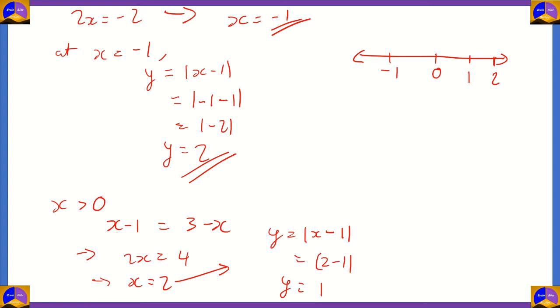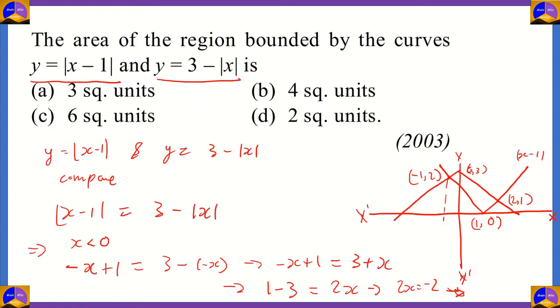This is in accordance with the graph given here, because over here we're taking the vertex as our interval. So over here the x value is minus 1, and then you have 0, the origin coming in between, then you have 1, the vertex of the curve y equals mod of x minus 1, and then you have 2, 1 where the two curves meet.